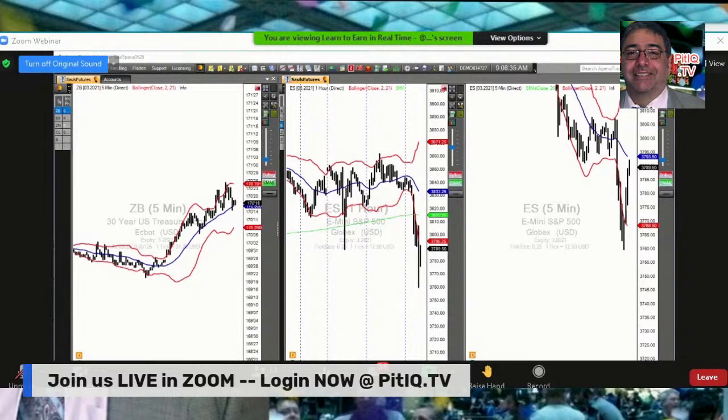So again, like I said, we have a little resistance right in this area here. If you are looking to sell the market and scalp it over here, you are getting a little bit of an opportunity.